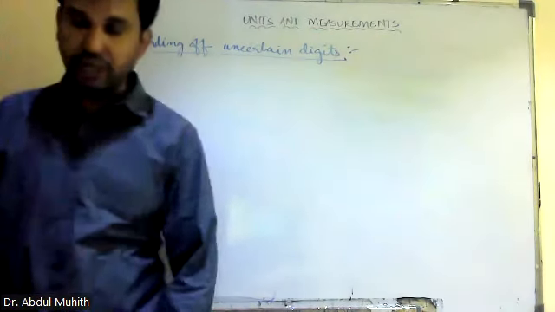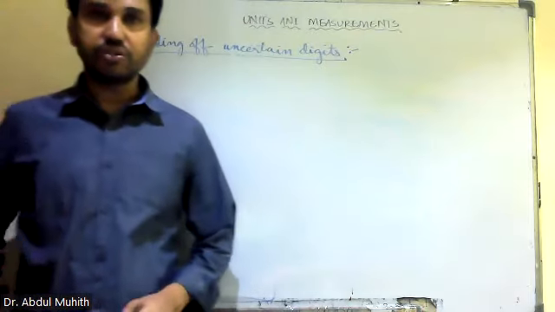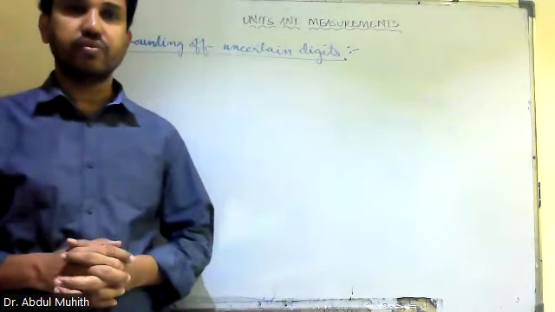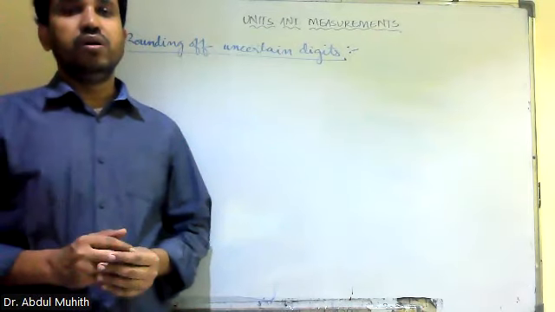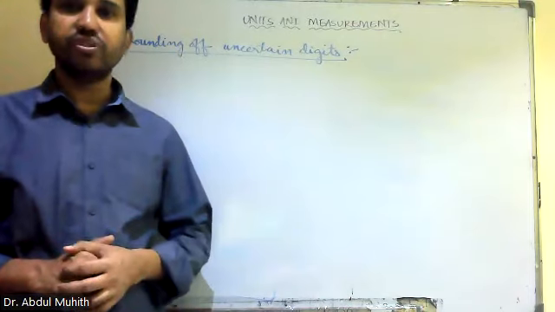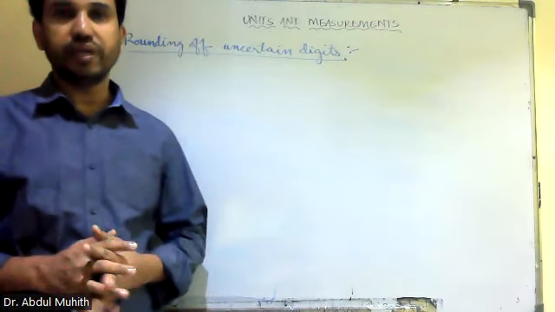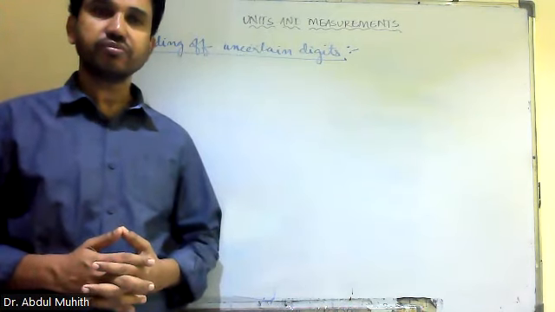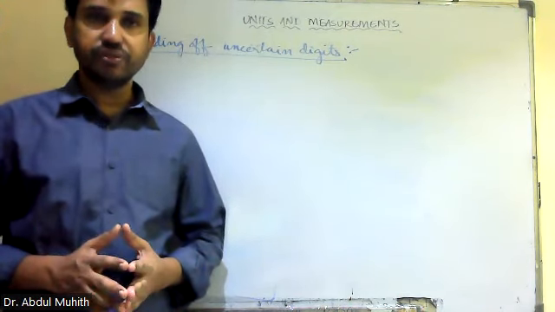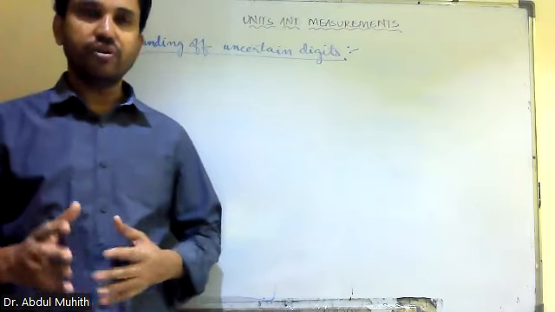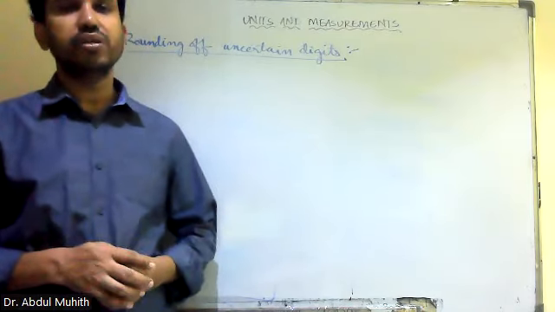In yesterday's class, we discussed physical quantities. So what is a physical quantity? Quantities that can be measured are known as physical quantities. Examples are length, mass, and time. And what is a unit? The value of a physical quantity is expressed in units.